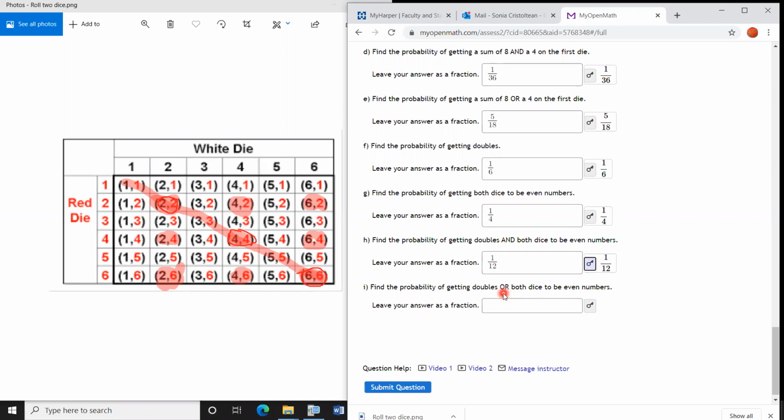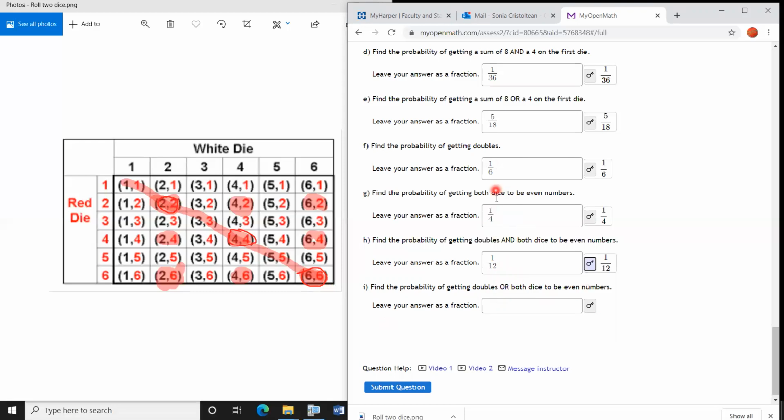And now I will apply again the addition rule because of and it's based on all of these answers. As I explained before on the previous questions, you will add the probability of getting doubles, which is this number, plus the probability of both dice to be even, which is this number. And you have to subtract the probability of both, because these two events are not mutually exclusive. They share common outcomes.